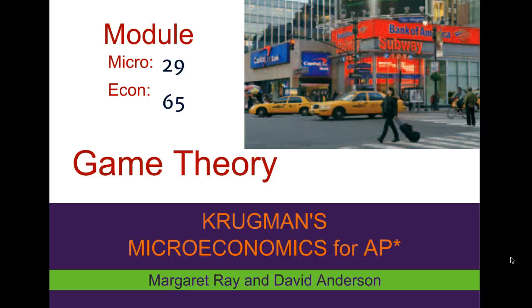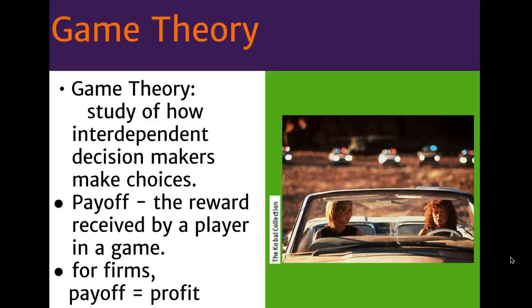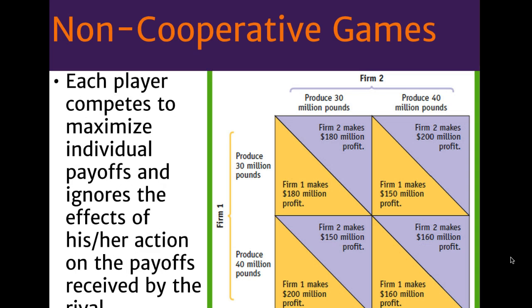So let's see how game theory helps us to understand oligopoly. Game theory deals with any situation in which the reward to any one player, which is called a payoff, depends not only on his or her own actions, but also on those of the other players of the game. In the case of oligopolistic firms, the payoff is simply the firm's profit. When there are only two players, as in that lysine duopoly that we looked at, the interdependence between the players can be represented with a payoff matrix, like this one here.